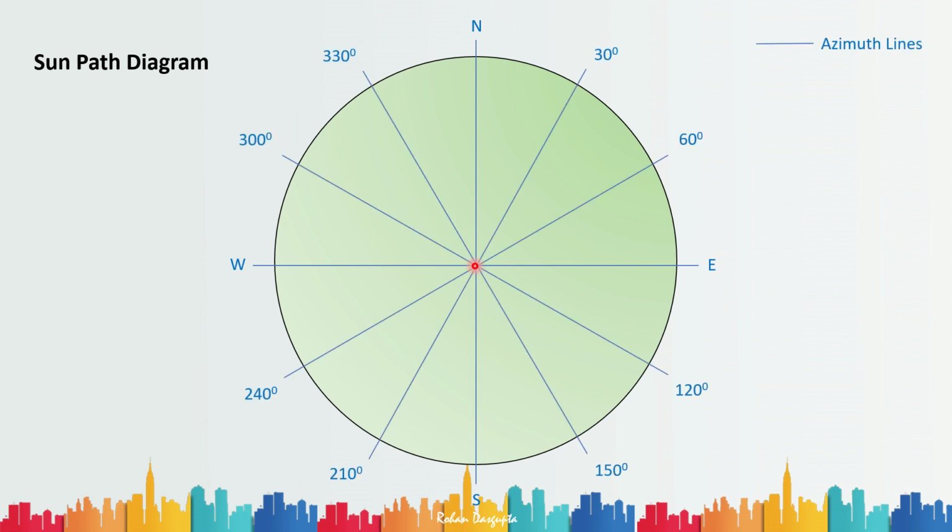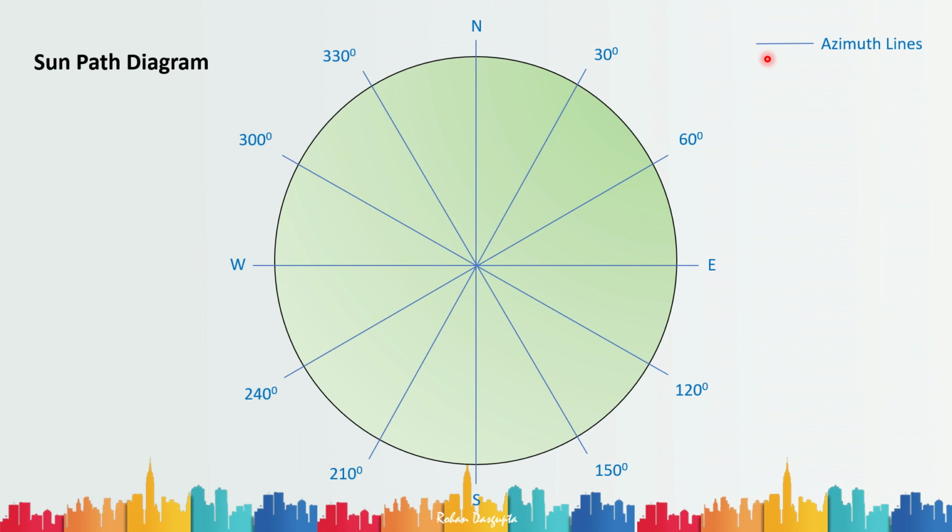Now further, I would like to draw the azimuth lines. Azimuth angle, as I told you, varies from 0 degrees at north, and going clockwise it goes up to again 360 degrees at north. So these are shown by the radial lines, and these are called the azimuth lines.